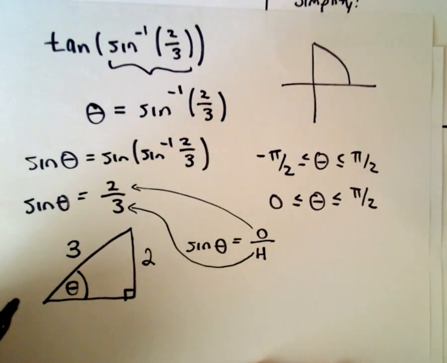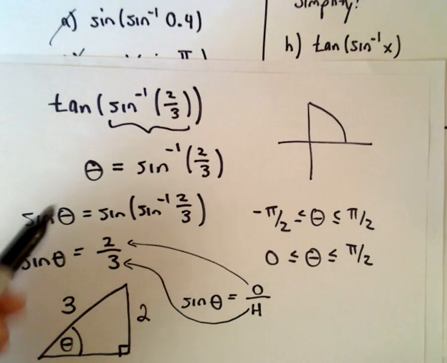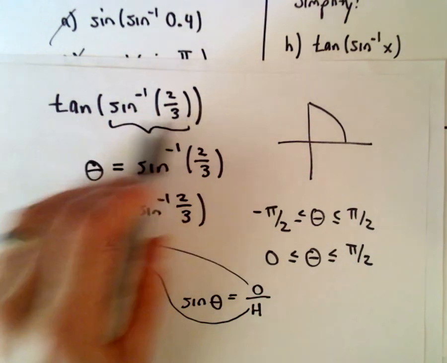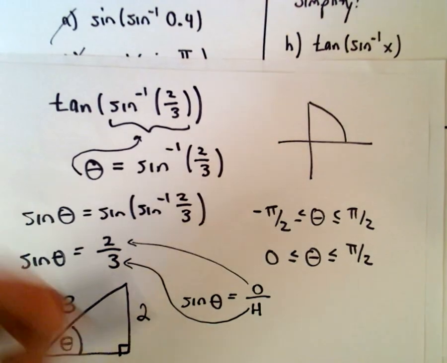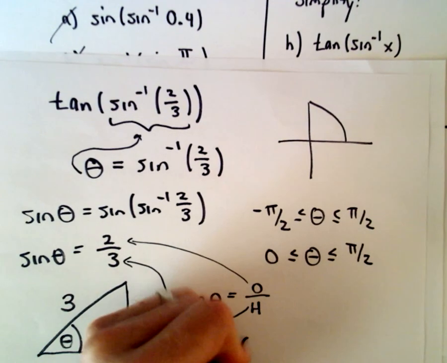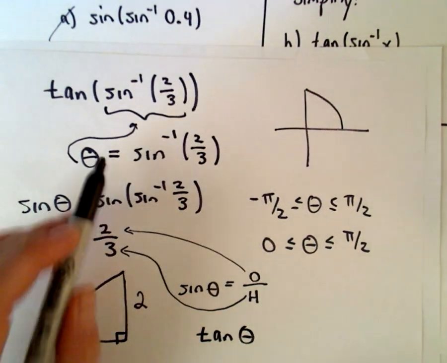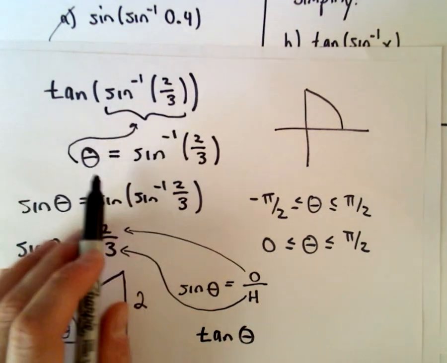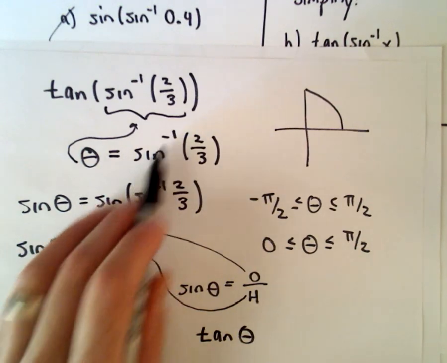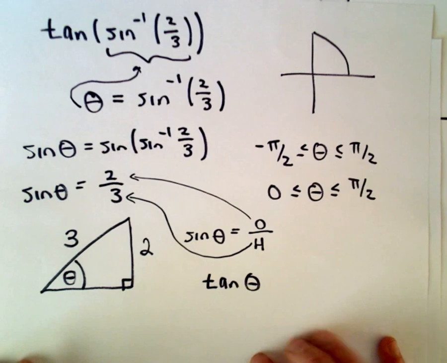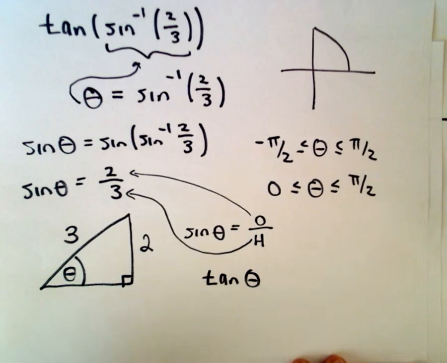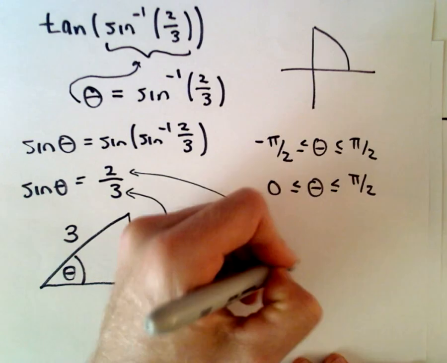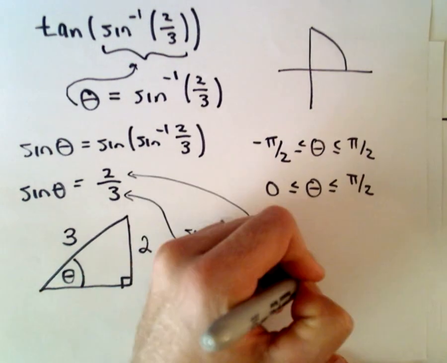Okay, so what eventually I would like to know is tangent of this value, but again, we're calling all of that stuff theta. So equivalently, I could say we're trying to evaluate tangent of theta. We want tangent of theta because we said theta was equal to the inverse sine of 2/3. And this is where the right triangle comes into it. So I can read off tangent of theta from my right triangle once I have it filled in a little bit better. Remember, tangent of an angle is just the opposite over the adjacent.